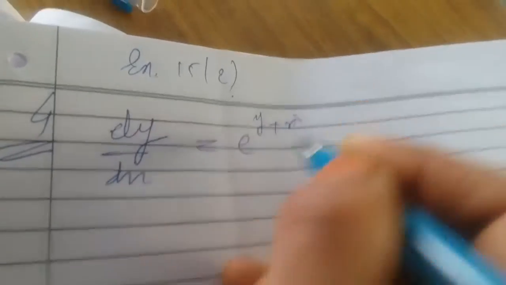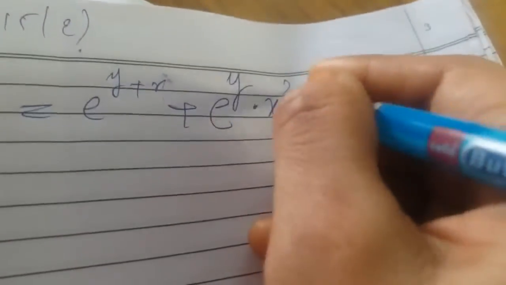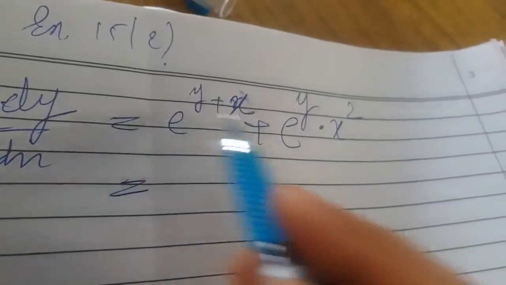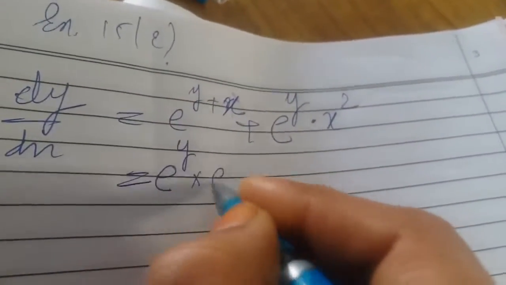dy by dx equals e to the power y plus x plus e to the power y into x square. Now see here, they are not separable. x and y are in mixture form, or we can say they are in complex form. So how will you make them separable? See here, e to the power y plus x. What does it mean? When bases are the same, then powers are added.